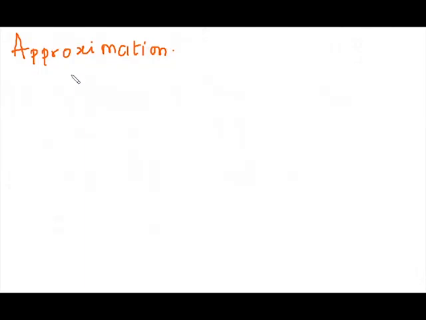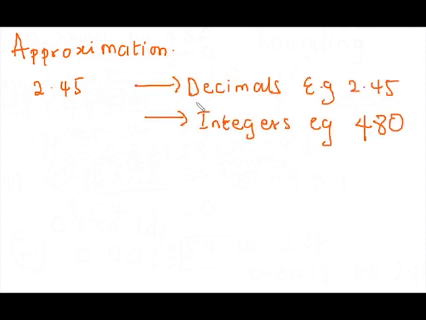In this video, we are going to be talking about approximation. In approximation, you move a number, say 2.45, to a nearest value that's close to this number, depending on how you are told to do it. The forms of numbers that you need to approximate are decimals and integers.